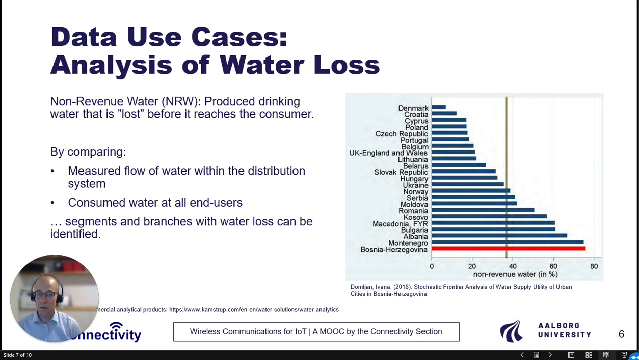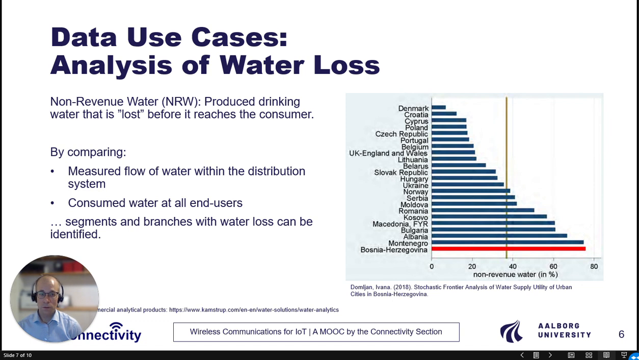On the figure to the right, you can see that some countries are actually struggling with a very high level of non-revenue water, meaning that the cost of the water actually consumed by the end user is much higher than it would have been if the level of non-revenue water were lower.